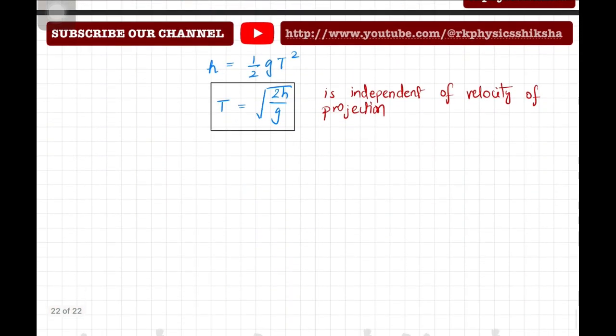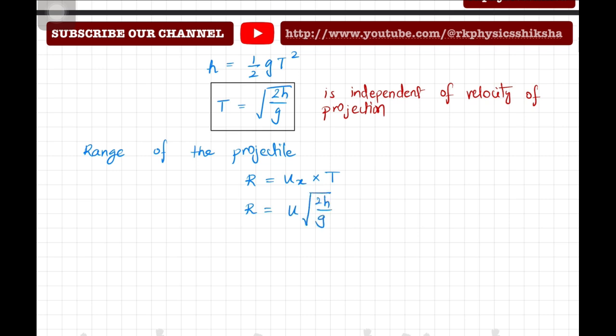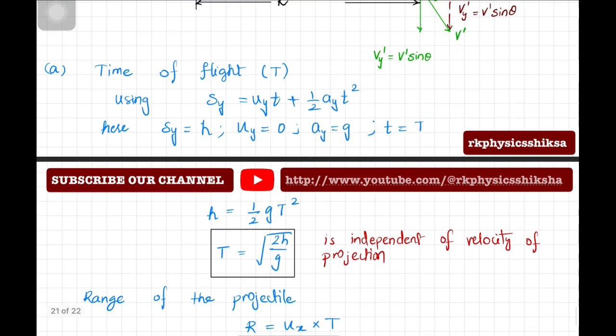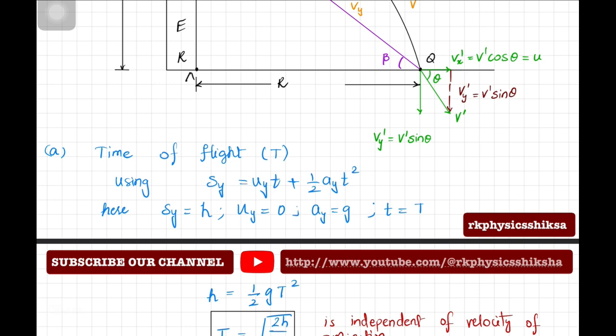So in that case, I can take the range of the projectile calculated as R is equal to the horizontal component of velocity, which is ux, into the total time taken, which is the time of flight. So range R is equal to ux, which is u, into the time of flight, root over 2h by g. This will become the range of the projectile. Here the range of the projectile is R is equal to u into root of 2h by g. This is the condition.